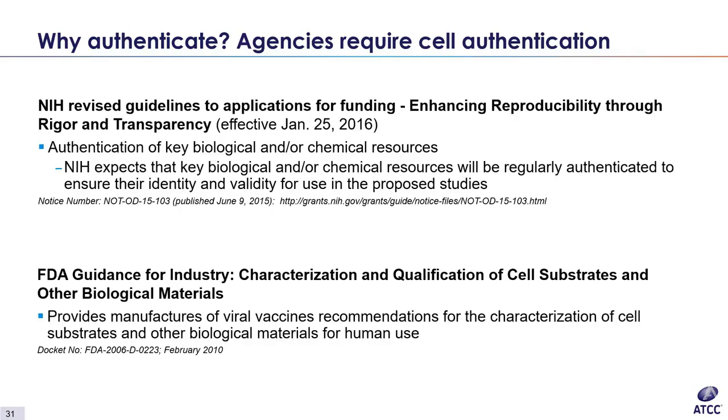Alongside the requirement for authentication from publishers are also agency requirements, including the NIH and FDA. In 2016, the NIH revised its grant application guidelines to include their expectation that key biological and/or chemical resources be regularly authenticated to ensure their identity. The FDA has also published their recommendations, which identify STR analysis to be used by manufacturers of viral vaccines for characterization of cell substrates and other biological materials.